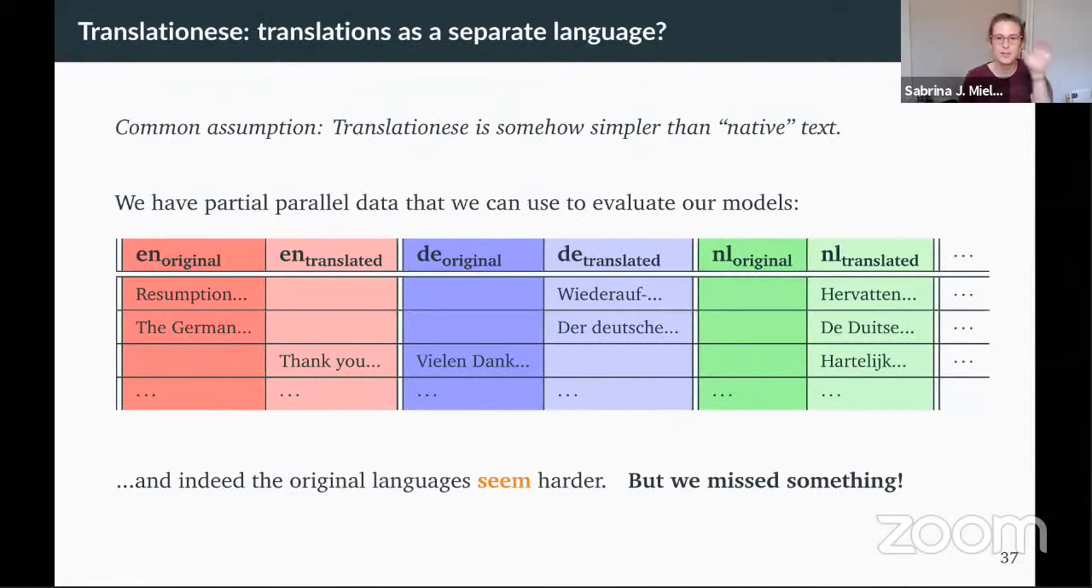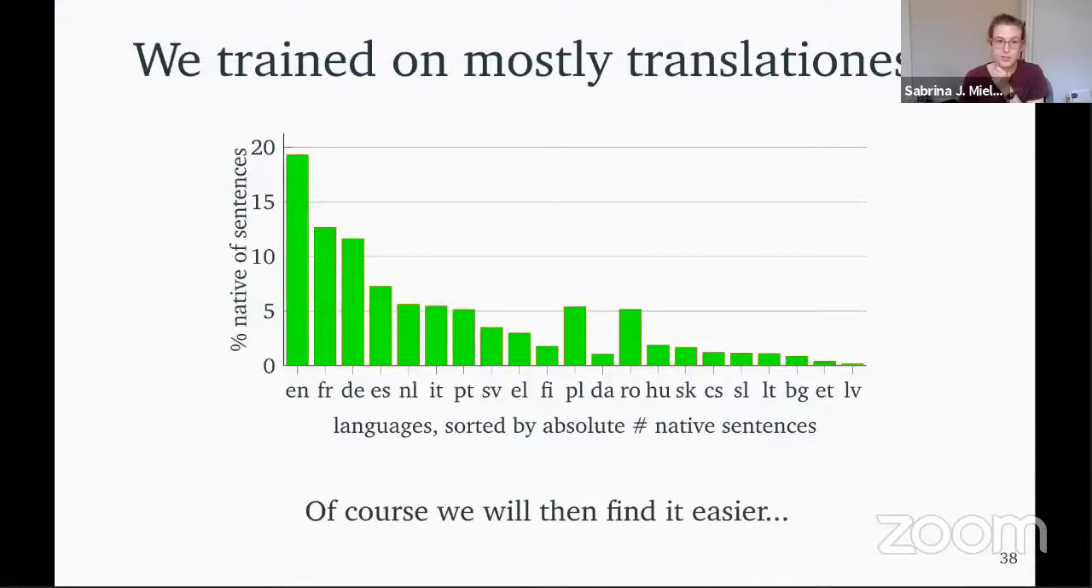If we train the models on this matrix, they're going to be trained mostly on Translationese, because even in the language that has the most native sentences, English, you have less than 20% native sentences, and the others have even less. So the model really doesn't see a lot of native text during training. And so it's not that weird that original text has higher surprisal at test time. So I believe that this only shows that Translationese is different. It doesn't show that it's easier.